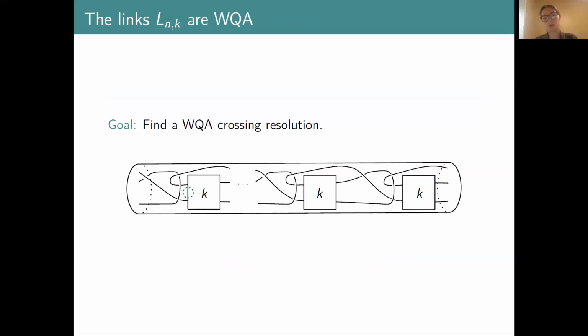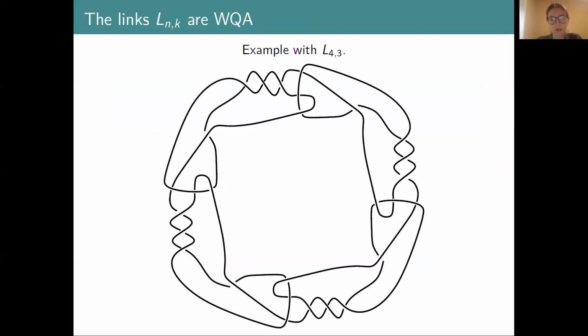So if we want to show these links are weakly quasi-alternating, we should find a crossing to resolve. And the one I'm going to choose is in a particular crossing box. So for example, this is an example where n is 4, you can see the 4-fold symmetry, and 3 is the number of twists in each region. Okay, so I'm going to choose this crossing to resolve.